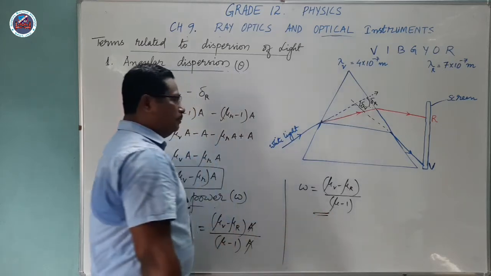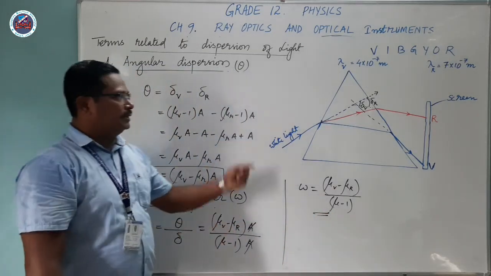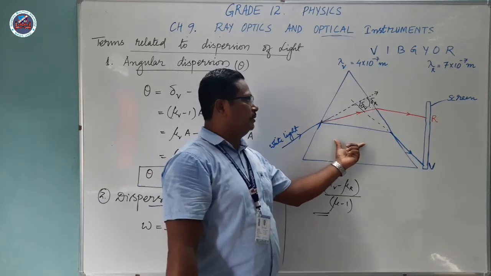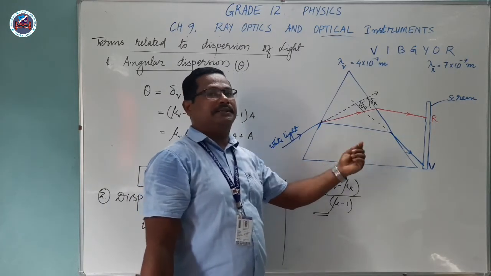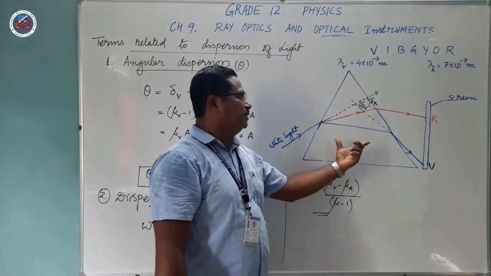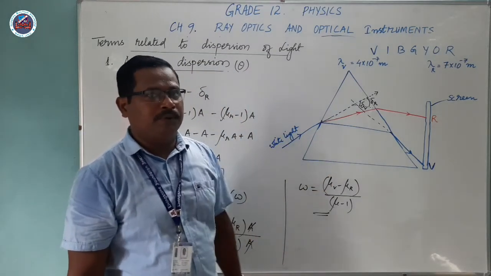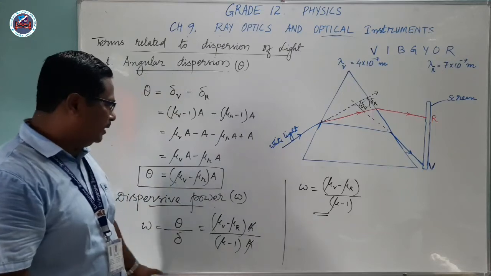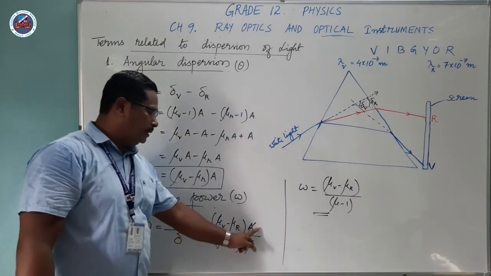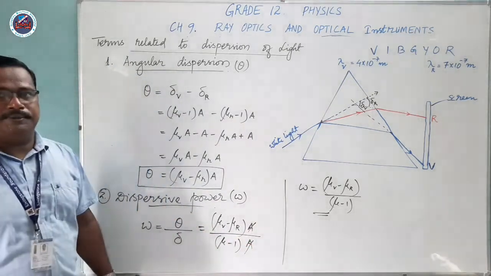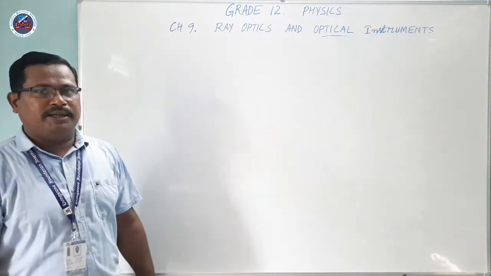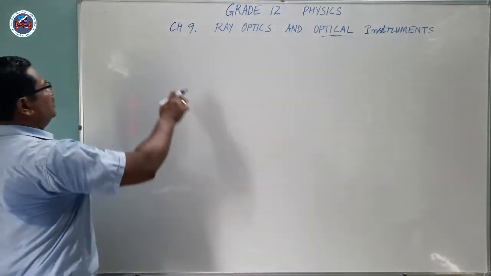And dispersive power depends upon only the nature of the material of the prism, or we can say that it depends upon the refractive index of the prism. It depends upon only one factor. It does not depend upon the angle of the prism. As you can see here, the angle got cancelled. Now let us see the natural phenomena due to sunlight in dispersion.